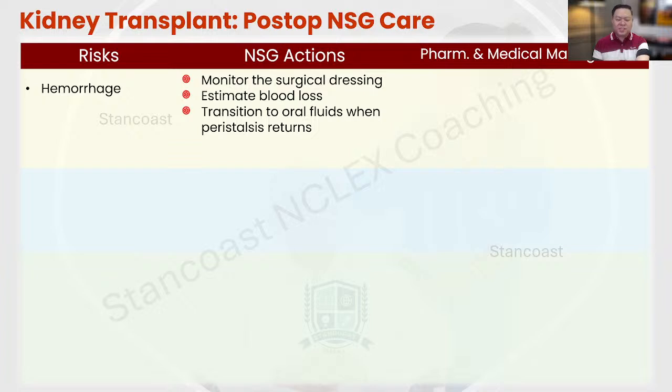And also, this is something that we need to be careful about. Make sure that you're offering oral fluids as ordered, and make sure that the bowel function has returned. There's already peristalsis. Okay, so if the patient is tolerating some sips of clear liquids, then go ahead. Now, if the patient has significant blood loss, I'm telling you, significant blood loss, then you really need to notify the provider right away. It's a critical finding.